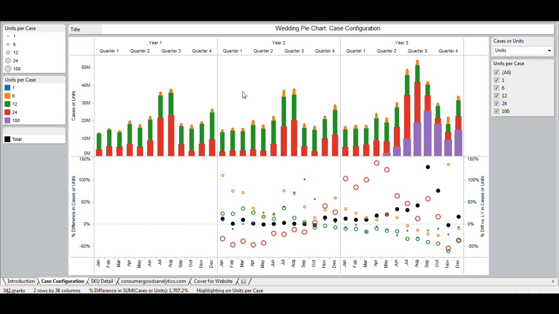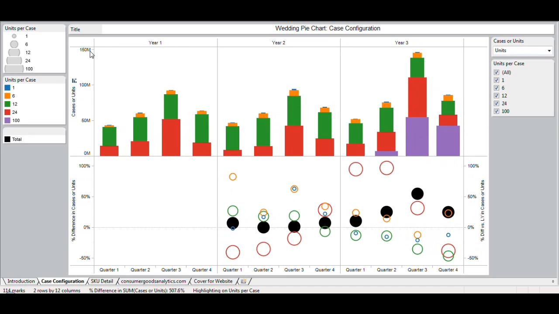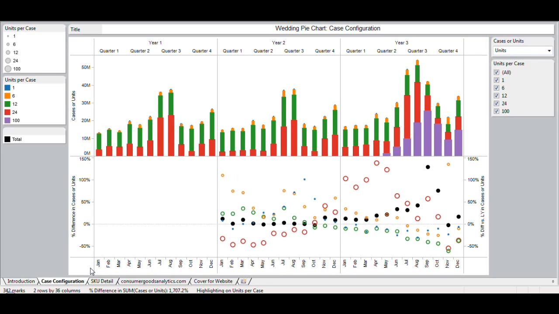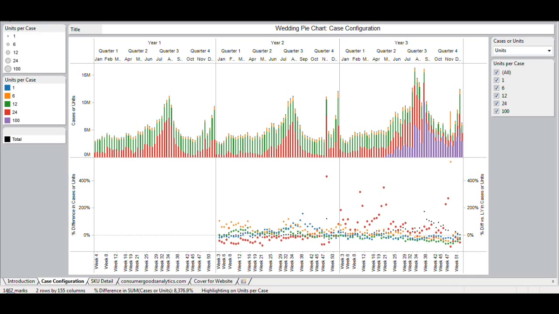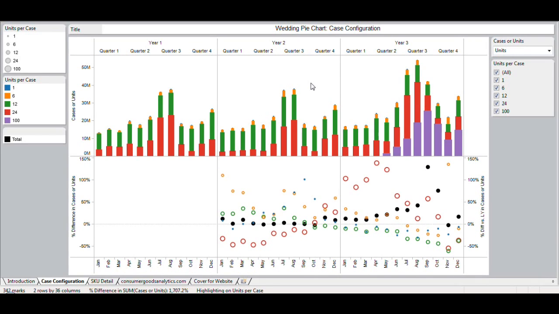We can also drill up or down. If we wanted to look at the information only at the quarter level, not by month, then we can drill up and see the data by quarter. And if we wanted to drill down, we can go down to month again, or even down to week. So it's pretty interactive, and we can do some drilling up and down.